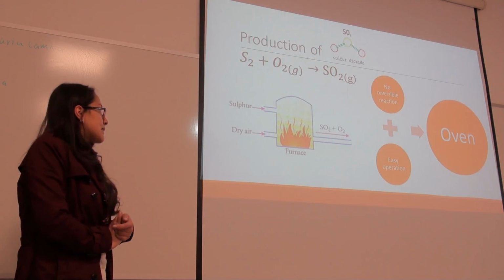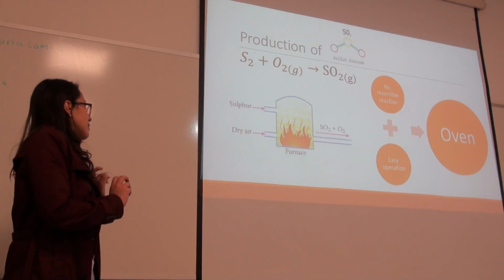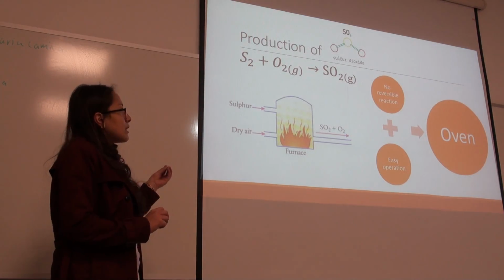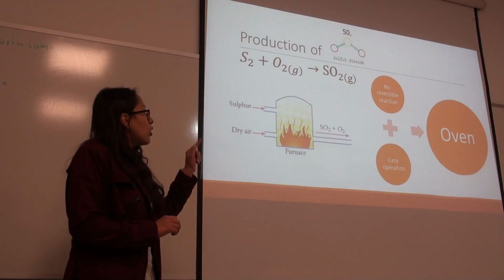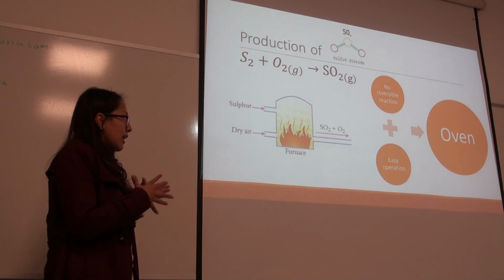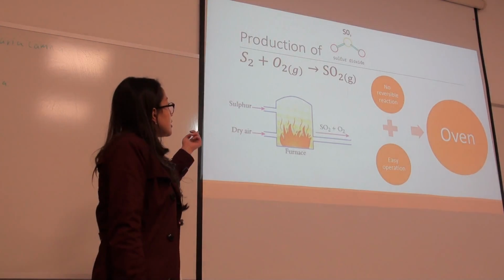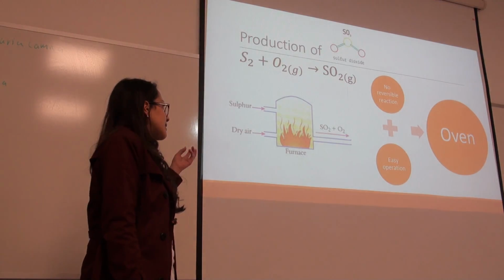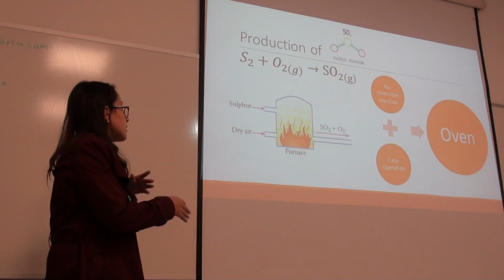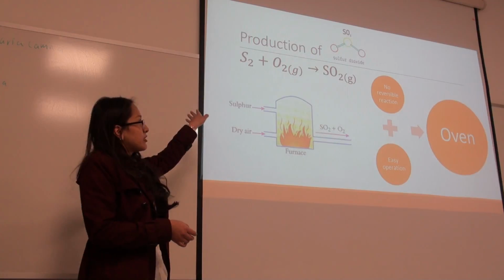The first step is the production of sulfur dioxide, and it's very simple. We only put solid sulfur in an oven and burn it with dry air. In this process, we reach a high temperature, and as you can see, there is no reversible reaction. So this operation can be handled easily because we don't have to worry about the equilibrium between sulfur dioxide and oxygen.